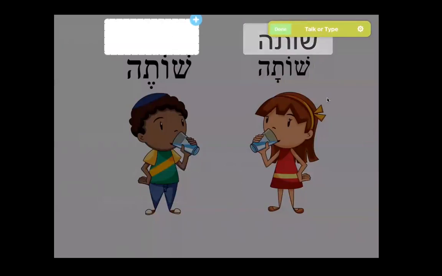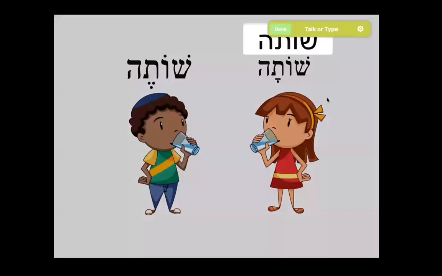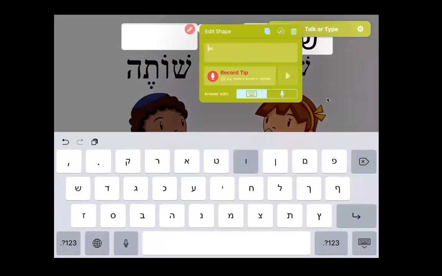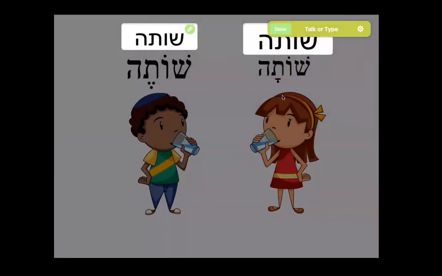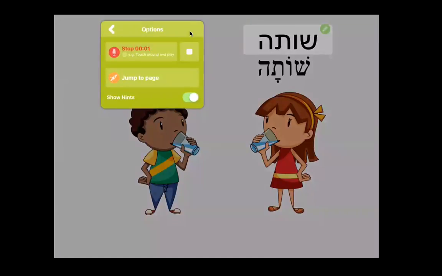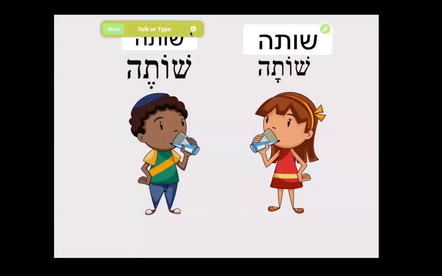Wait, it's too big. שותה. And now I'm going to choose the other one, say it. Please say the word that you read. שותה, okay? And here in the introduction, I'm going to say, tap the blank spaces and listen to the instructions. Done. I'm going to tap on done.